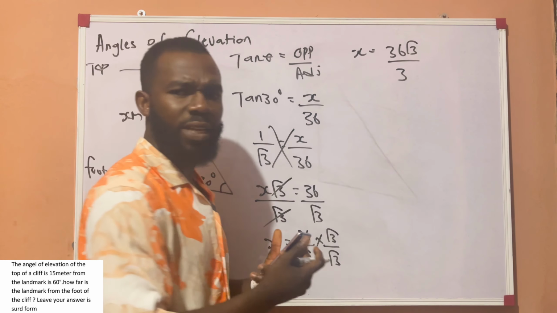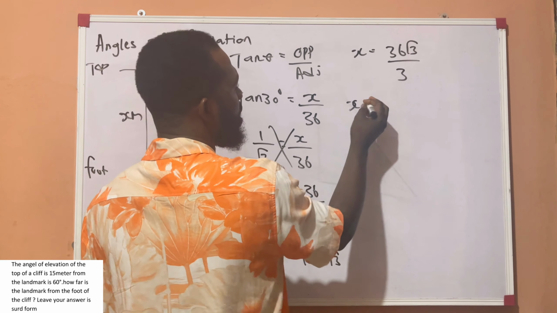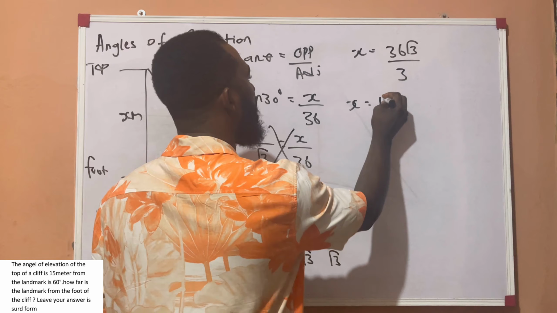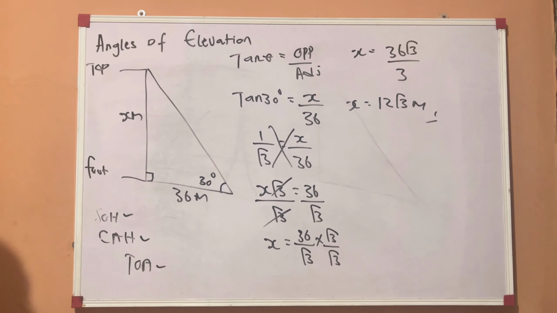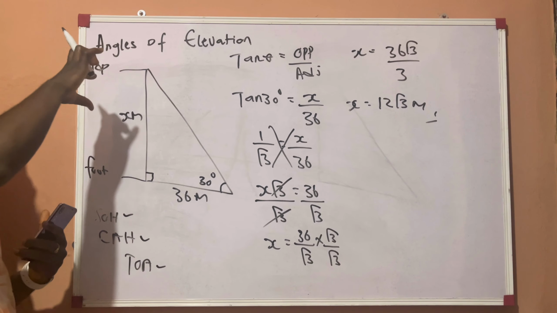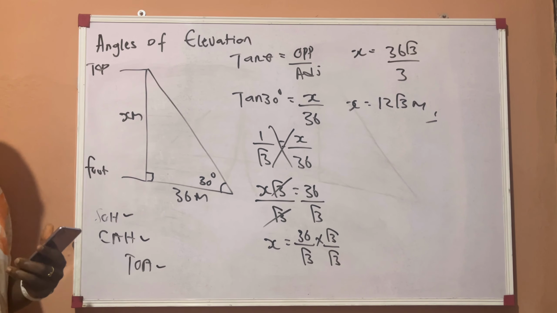Now 36 can be divided by 3. Now if 3 should cancel 36, x becomes 12 root 3 meters. That becomes the value of x, which is the height of the tower. So the answer to question number 1 is 12 root 3 meters.